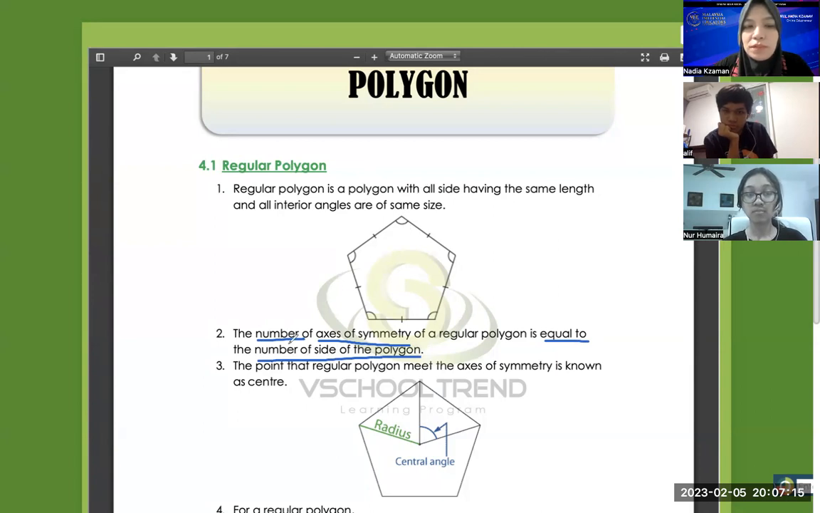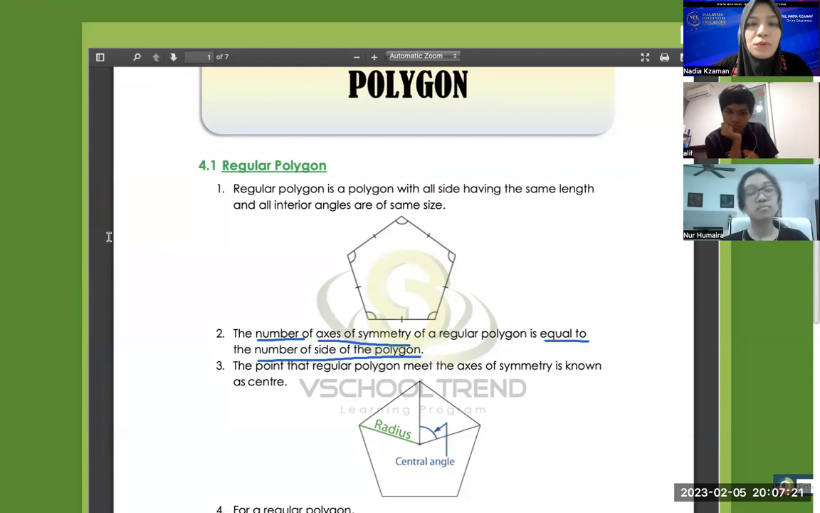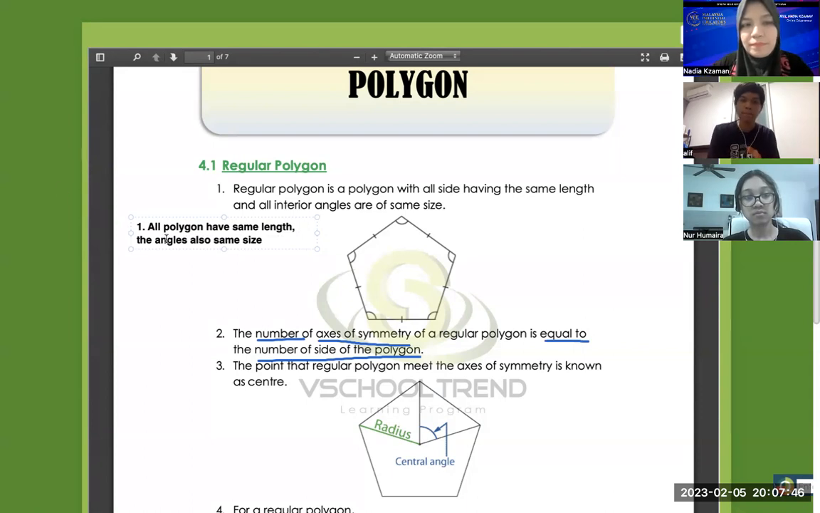So here, what you need to know is, I'm going to simplify for you. For note number 1, first, all regular polygons have the same length, and then the angles are also the same size. So when we talk about regular polygons, it is the same length and the same angle size.